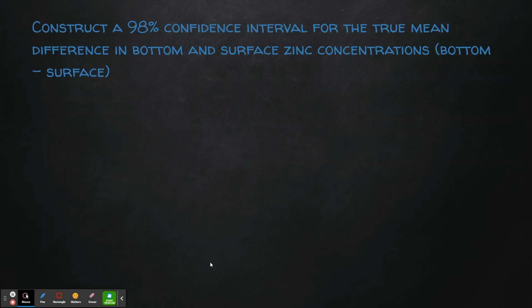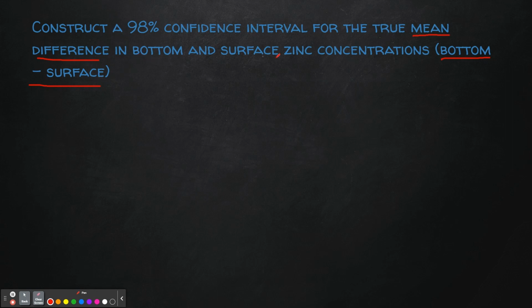So this single data set here, this list 3, is what we're going to do our analysis on, just these differences. So we're going to construct a 98% confidence interval for the true mean difference in bottom and surface zinc concentrations. Notice I didn't say true difference of the means, I said true mean difference. And notice I also indicated the direction I'm subtracting. I'm doing bottom minus surface.